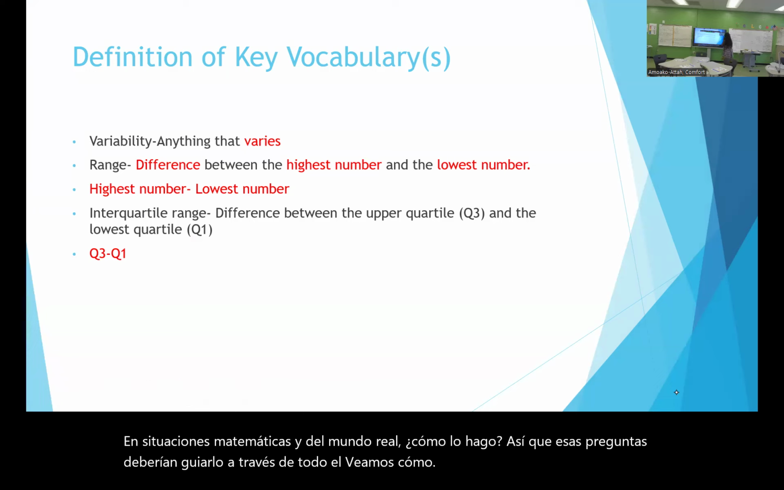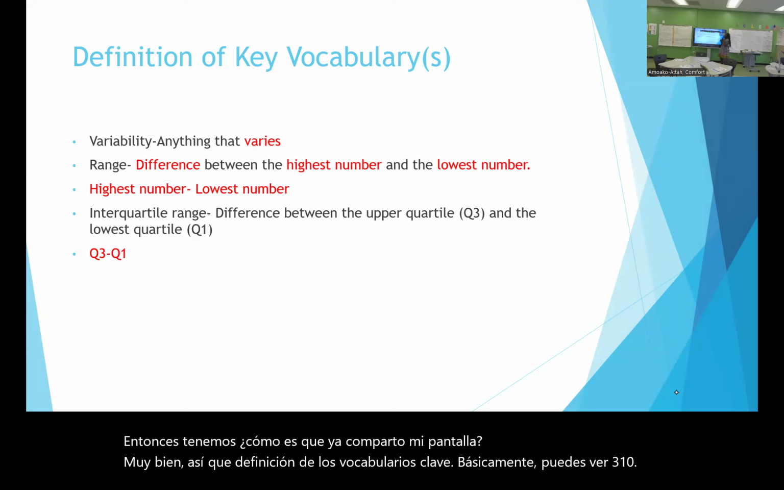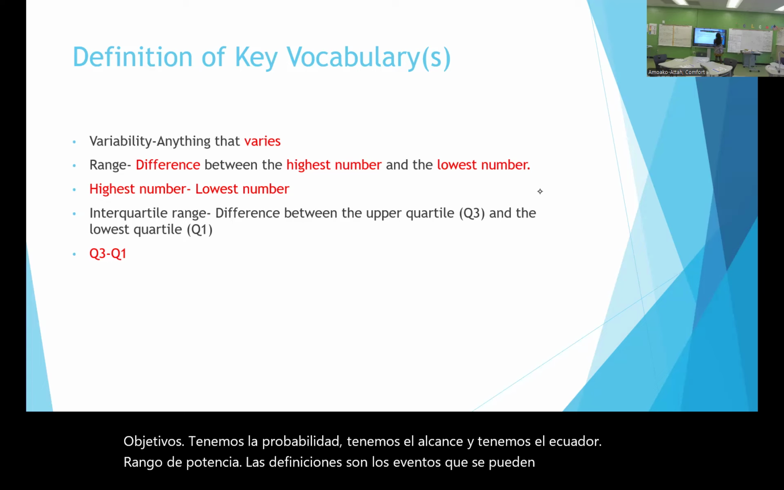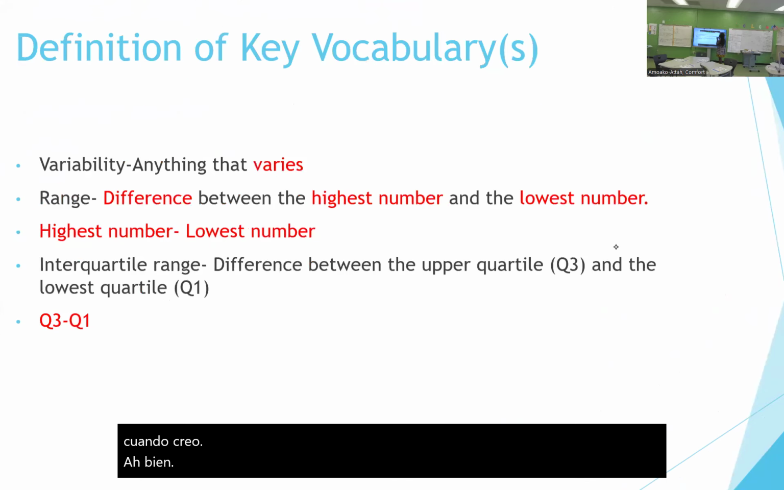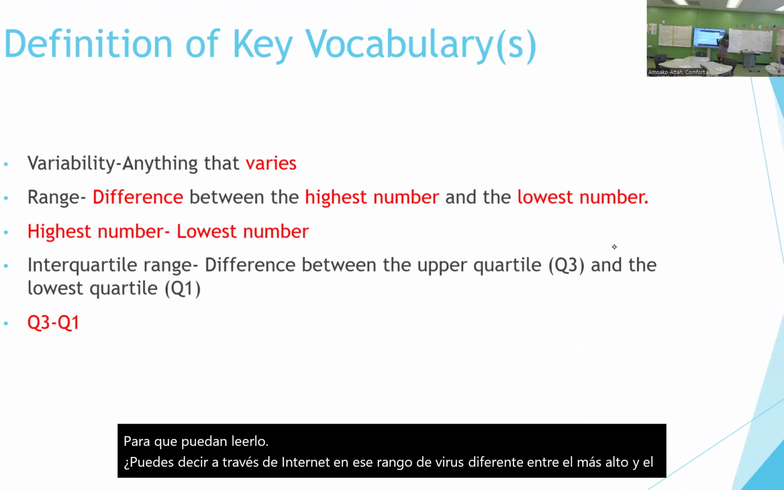I'm going to share my screen right here. So, definition of the key vocabulary. Basically, we get to see three terms: variability, range, and interquartile range. The definitions are there, you guys can read them for yourselves. Variability is anything that varies. Range is the difference between the highest and the lowest number. Interquartile range is the difference between the upper quartile and the lower quartile.